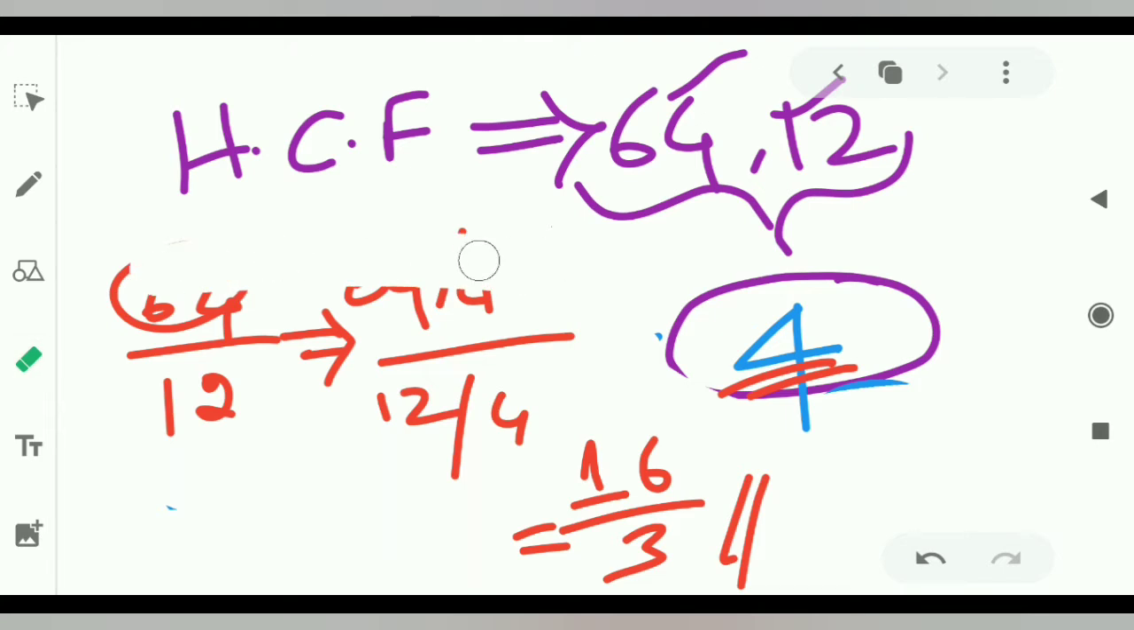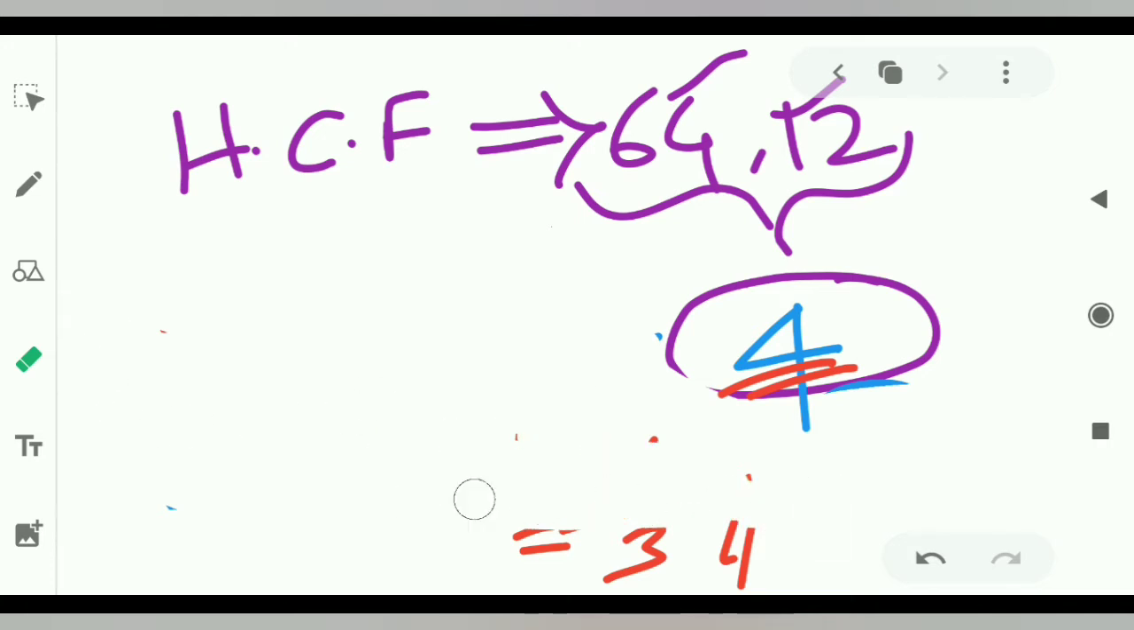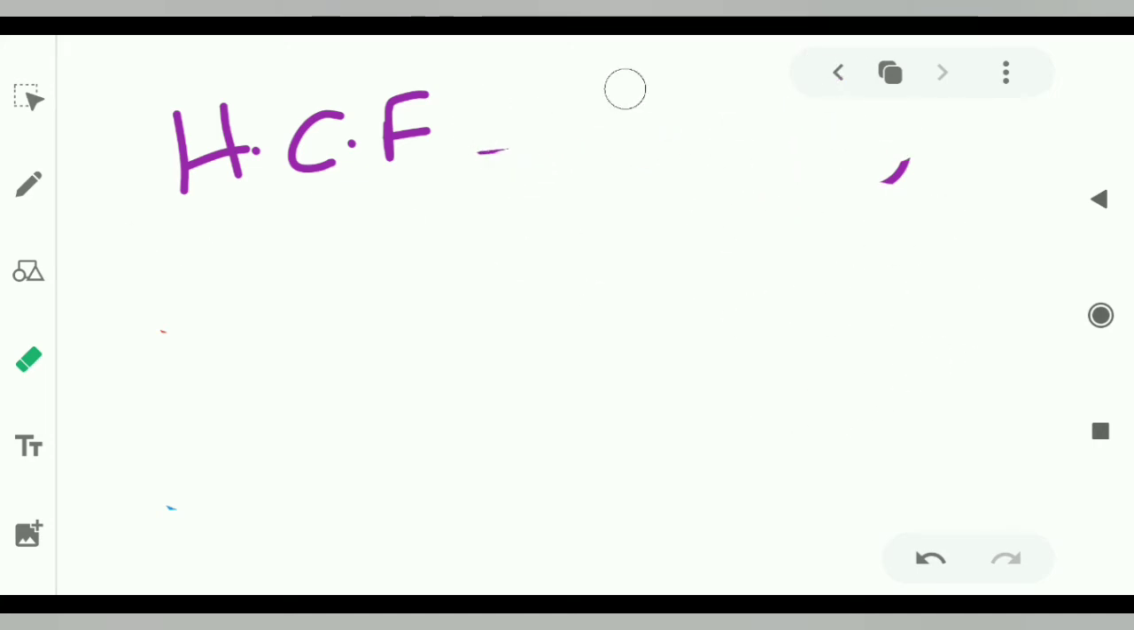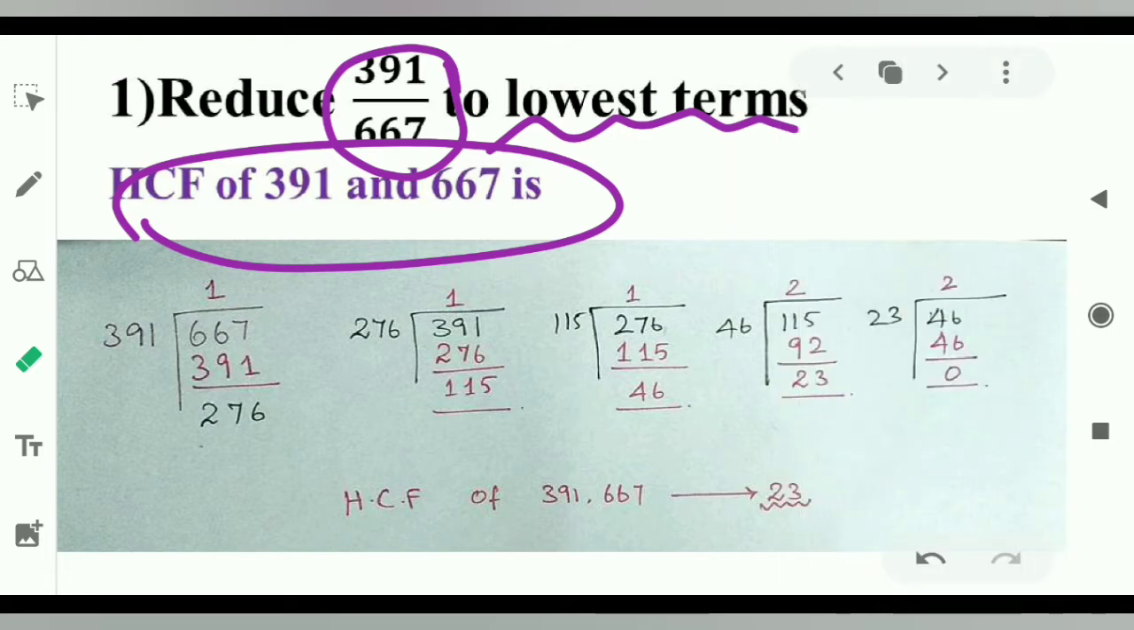We have taken 64 and 12. These are little bigger numbers. So we got the reduced term in 2 steps, even if we don't know what HCF is. But in our question, we are asked to find 391 divided by 667, right? These two numbers are very big in size. So it will take so much time for us to find the factors, and then reduce it to small terms, right?